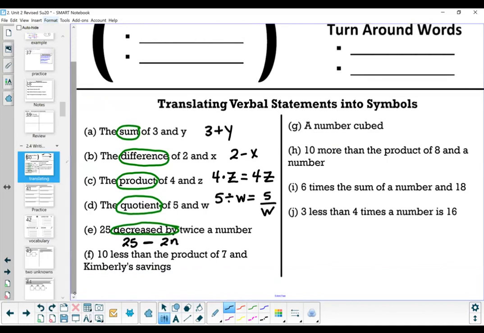Now, F can be tricky. Okay. So F gives you an example of what we call a turnaround word. 10 less than. That is an example of a turnaround word. In fact, I'm going to write that up the top here where it says turnaround words, less than.